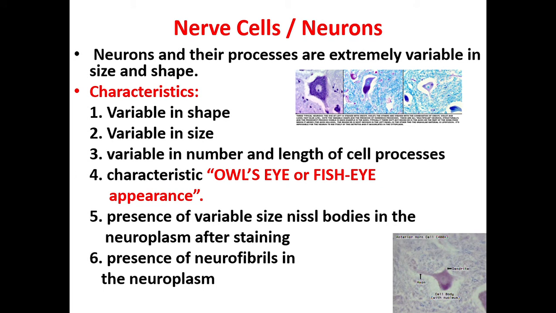Let's go now to the nerve cells or the neurons. They are referred to as the most complex cell in the body, because the neurons and their processes are extremely variable in size and shape. They are variable in shape, size, and number and length of cell processes, but they have a common distinct characteristic: an owl's eye or fish eye appearance of the nucleus. They also have variable sizes and numbers of Nissl bodies in the neuroplasm, and we have the neurofibrils or neurofilaments in the neuroplasm.